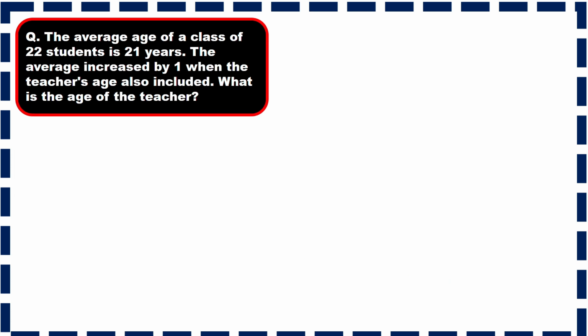55. The average of a class of 22 students is 21 years. The average increased by 1 when the teacher's age is also included. What is the age of the teacher? So in the first case, we have 22 students and the average is 21 years. So the total age is number of students into average, right? So 22 into 21 will be 462 years.